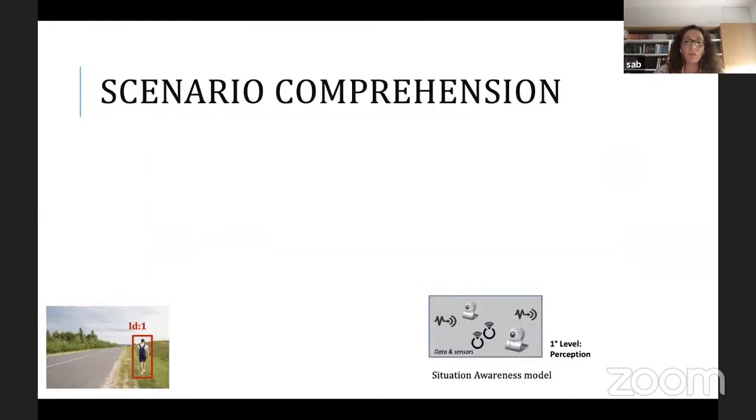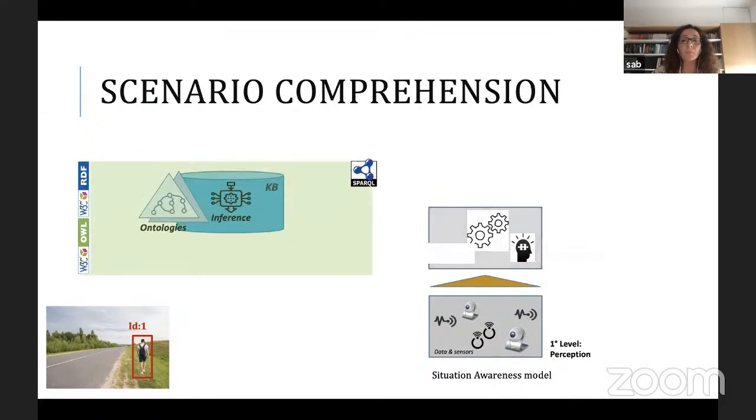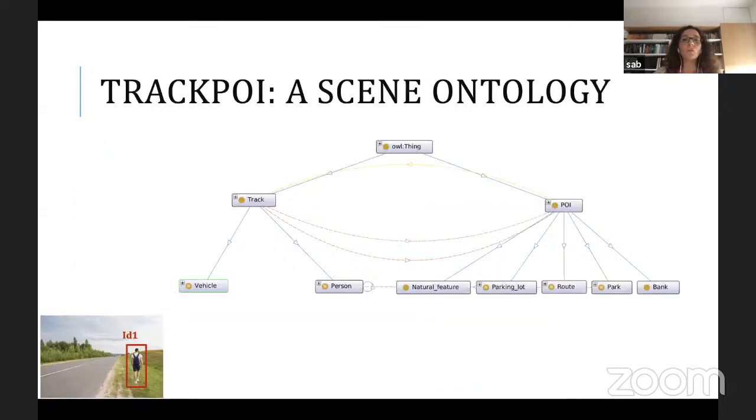At this point, if we remember the picture, we have the level of comprehension where the semantic web technologies have a big role. So the first thing to do is to get a model that describes the scene. So we have to describe the scene where the situation evolves. In this case, the scenario is a road scenario. So for instance, here we have a sketched ontology that is called track poi. We have defined this ontology to describe the road scenario.